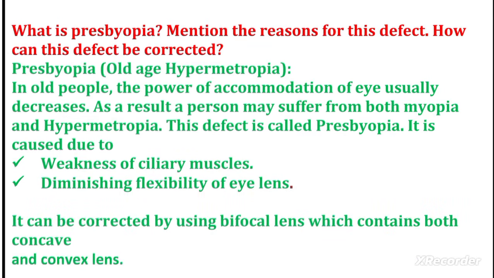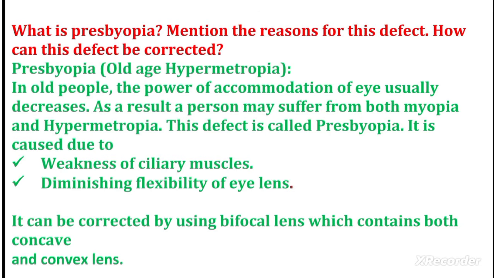Next most important question for 3 marks. What is presbyopia? Mention the reasons for this defect. How can this defect be corrected? Presbyopia is old age hypermetropia. In old people, the power of accommodation of the eye usually decreases. As a result, a person may suffer from both myopia and hypermetropia. This defect is called presbyopia.